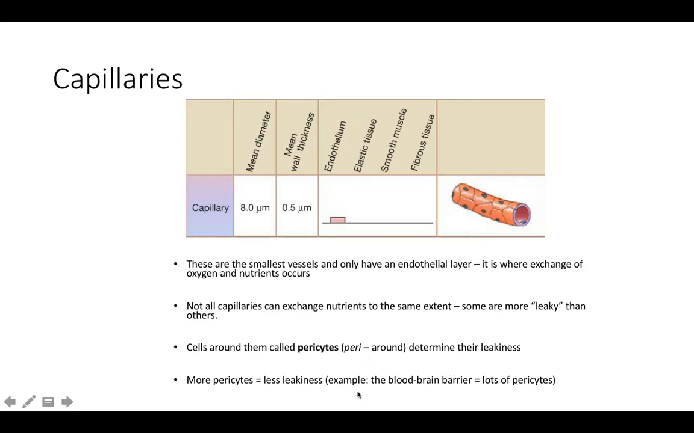Something like the blood-brain barrier, which would be between the cerebrospinal fluid and the blood in the brain and spinal cord, is going to have very little exchange because those capillaries have quite a bit of pericytes. Compare that to something like the kidney, where you want a lot of exchange and a lot of leakiness because you need to filter the blood. The capillaries within the kidney are going to be quite leaky, and they're going to have fewer pericytes.